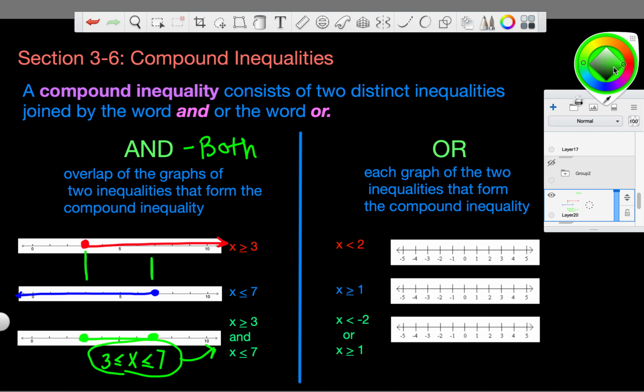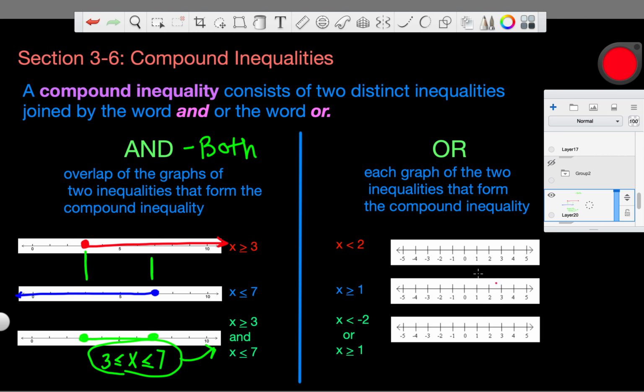So if we take a look over here at the ors, we're going to graph it the same way. If you go to the store again and you say, I want a soda or a burger, and your friend comes back with just a burger, that's fine, right? You said or. You didn't say both. You didn't say and. So or is either or. It doesn't matter. They don't have to be in common. You don't have to share.